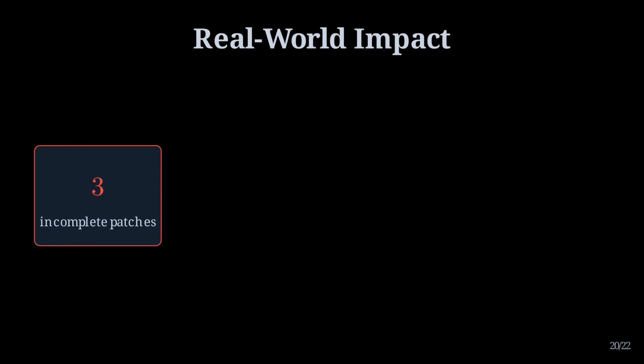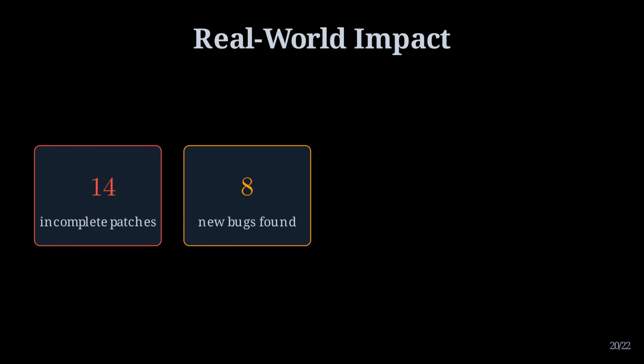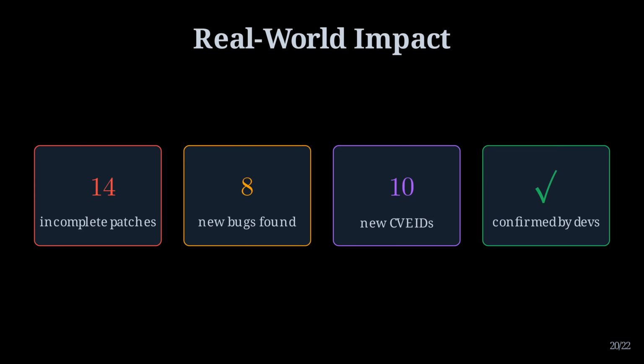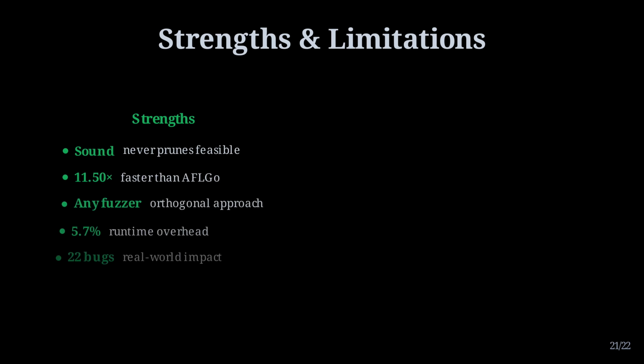Beyond reproducing known vulnerabilities, Beacon also proved effective at discovering new issues. When the authors used it to test whether existing vulnerability patches were complete, Beacon found 14 cases where the fix was insufficient, the vulnerability was still triggerable despite the patch, and it also uncovered 8 entirely new bugs. Of the total findings, 10 were serious enough to receive new CVE identifiers, and all of the bugs were confirmed by the respective developers. For comparison, they also ran AFLGo and only found 6 incomplete patches on the same set of experiments. Let me wrap up with my assessment of the paper.